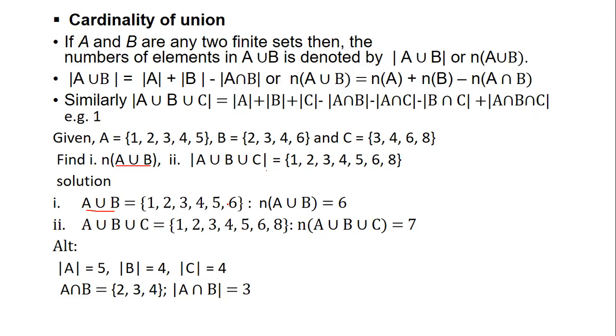So now how many are there? Let's count the cardinality. So we have N of A union B. Let's count the members. How many are there? 6. Therefore, N of A union B now is 6. So the cardinality of A union B is 6.